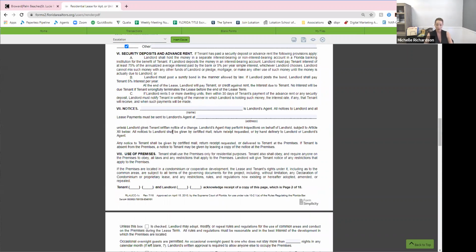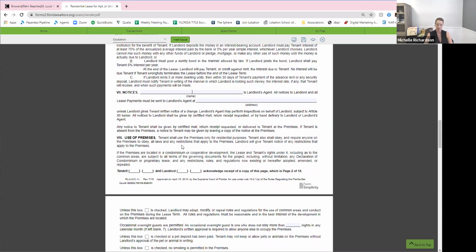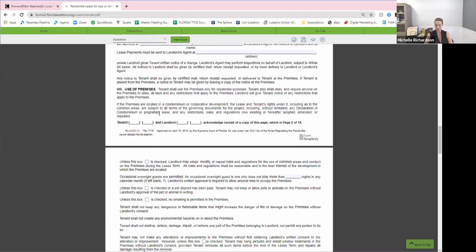Unless the landlord gives written notice of change, the landlord's agent may perform inspections on behalf of the landlord. This is something you don't want to take part in. Leave this alone. Don't put your information in there. Use of the premises: the tenant shall use the premises only for residential purposes. The tenant shall obey and require anyone on the premises to obey all laws and restrictions. So they're just giving permission to use the pool and all the other amenities.